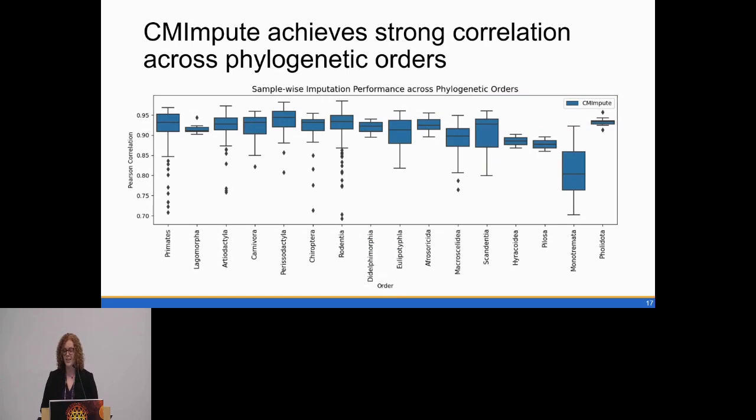Overall, CM-impute yielded high sample-wise Pearson correlations across all orders, with the mean correlation within an order generally remaining between 0.877 and 0.935. The only outlier was the order Montremata, which only encompassed 2 out of the 907 combination mean samples considered in the cross-validation analysis. This demonstrates that CM-impute is able to accurately impute combination mean samples across the range of mammalian species.